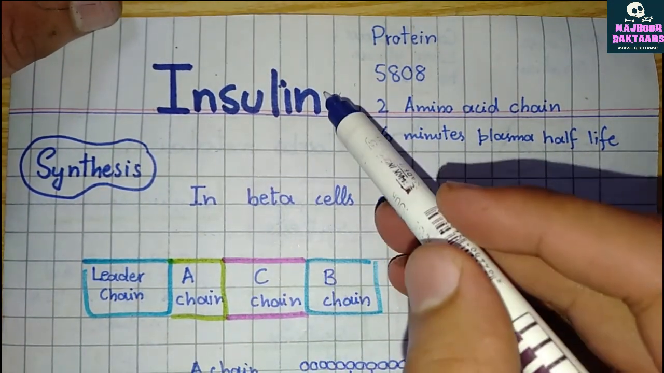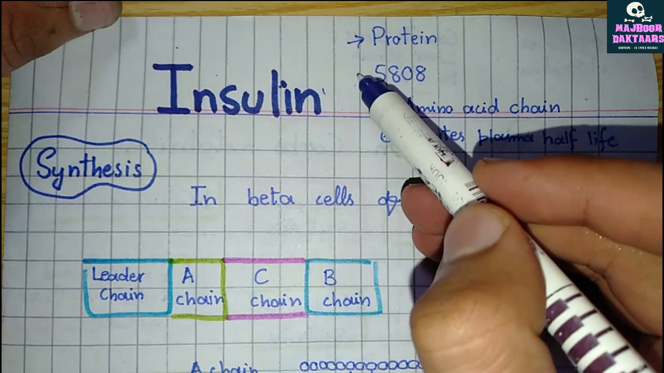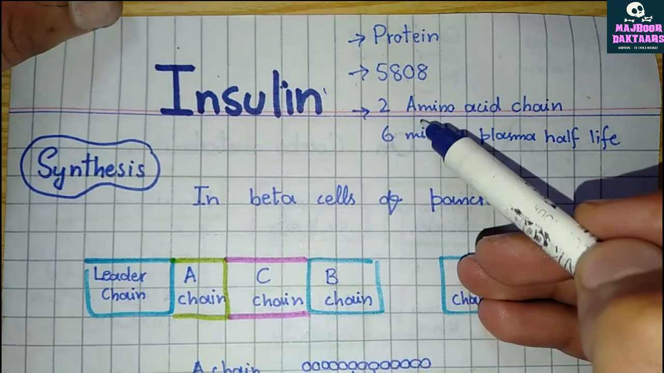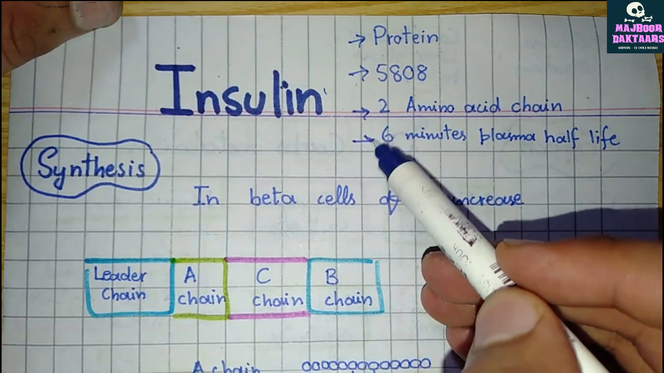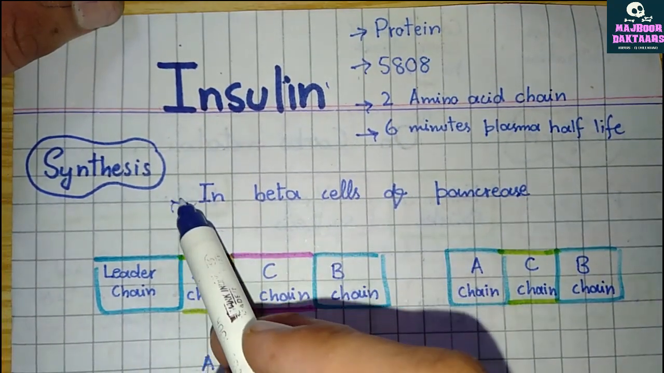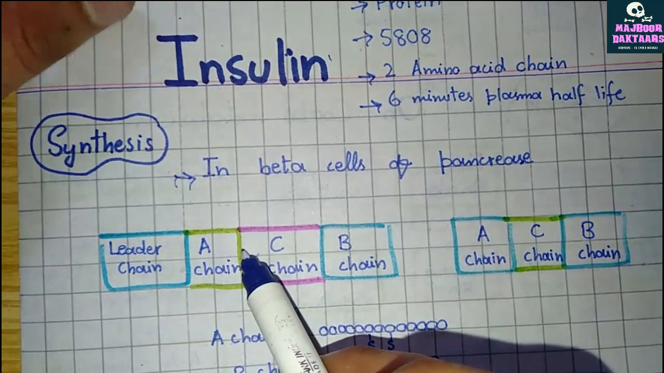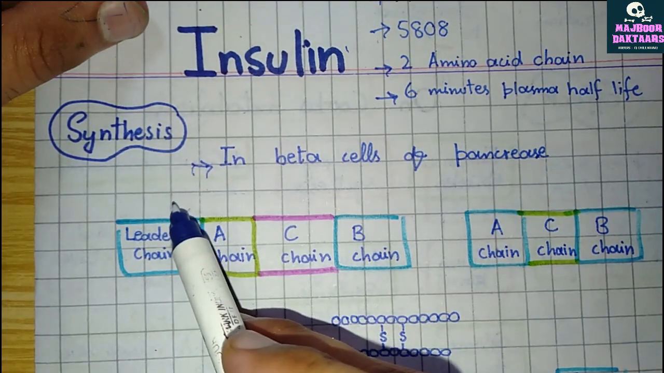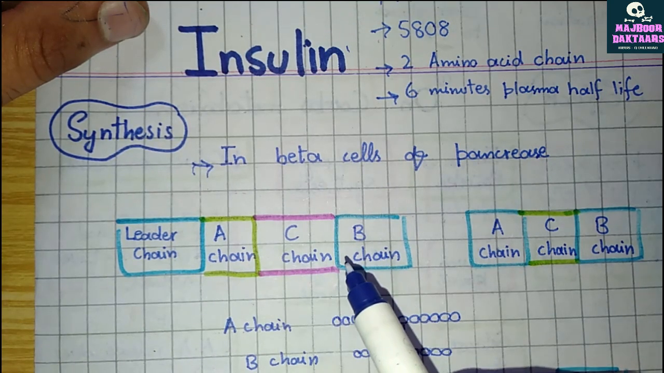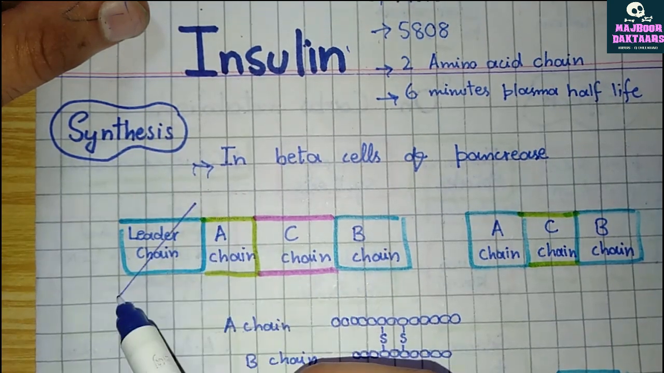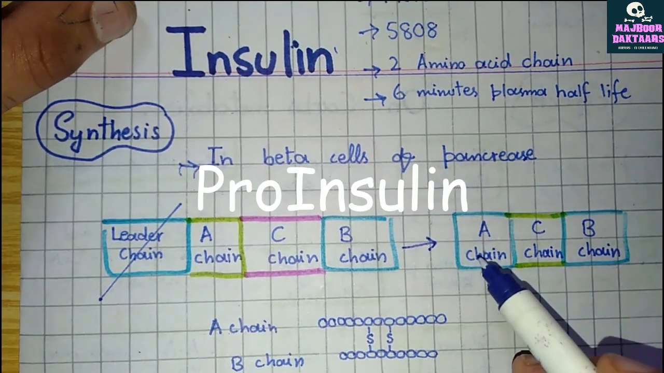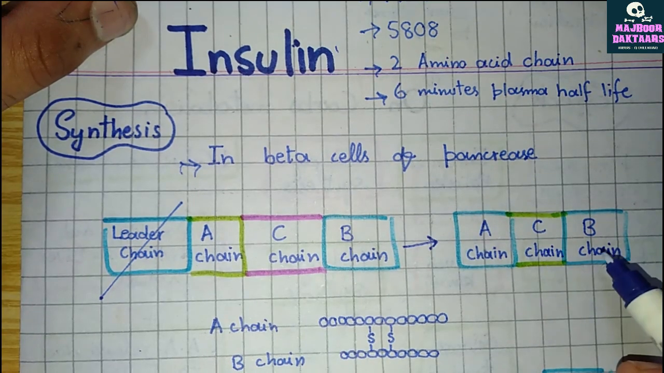Insulin. Insulin is a protein having a molecular weight of 5808, consists of 2 amino acid chains and has a half-life of 6 minutes in the plasma. Now, insulin is synthesized in the beta cells of the pancreas. The precursor, that is preproinsulin, consists of leader chain, A chain, C chain and B chain. When the leader chain is cut off by enzymatic activity, the preproinsulin converts into proinsulin, which consists of A chain, C for connecting chain and B chain.